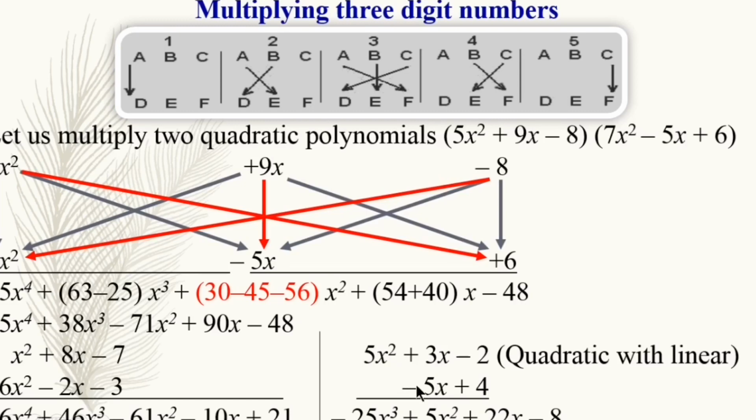So we cross multiply these two, and 5x square into minus 5x gives you minus 25x cube. Then we cross multiply 5x square with 4 to get 20x square, and 3x into minus 5x vertically we get minus 15. So 20 minus 15 is plus 5x square. Then we cross multiply them. 12x plus 10x is 22x, and 4 into 2 vertically multiplied, plus minus minus, and it is 8.